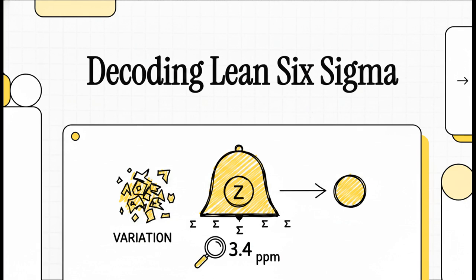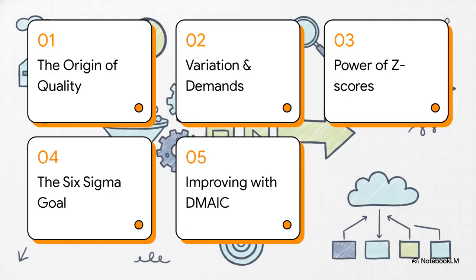Welcome to this explainer. Variation is really the invisible enemy of quality, and today we're going to decode exactly how to eliminate it. Okay, let's dive right into this. To keep things clear and reduce the cognitive load, here's our roadmap for today. We're going to cover the origin of quality, variation in customer demands, the mathematical power of z-scores, the ultimate Six Sigma goal, and finally, improving with DMAIC.